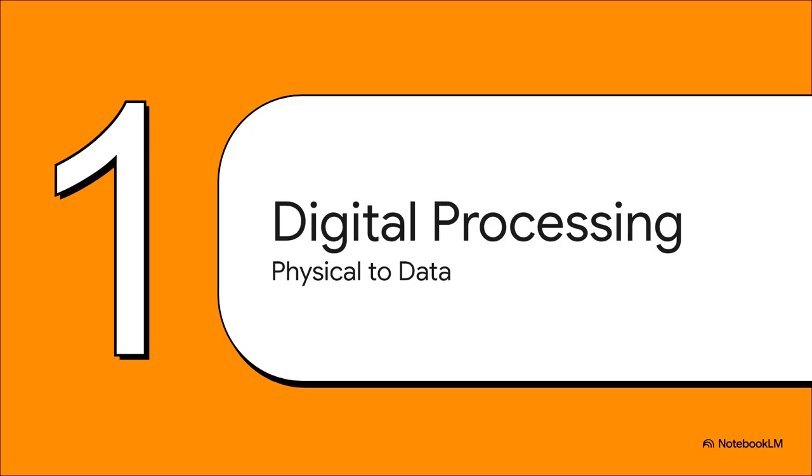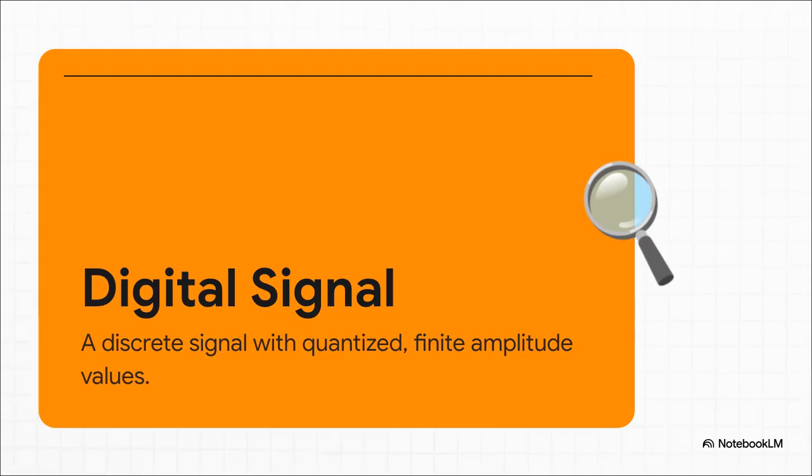Section 1. What is digital processing? From physical quantities to data. Okay, let's dive into this by grounding our understanding of what a signal actually is out there in the real world. To build our foundational toolkit, we really have to distinguish between three distinct types of signals. First up, the analog signal. This is a function that is completely continuous in both amplitude and time. Think of it like a smooth, unbroken wave.